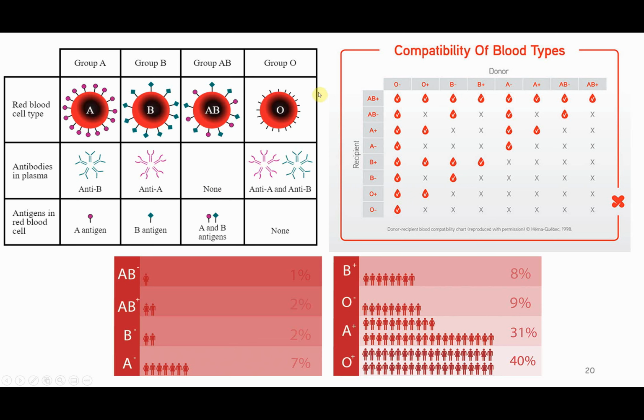If you're O, you obviously can only accept O because you have antibodies for A and B. If you're A, you can only accept A blood type or O. If you're B, you can only accept B or O blood type.